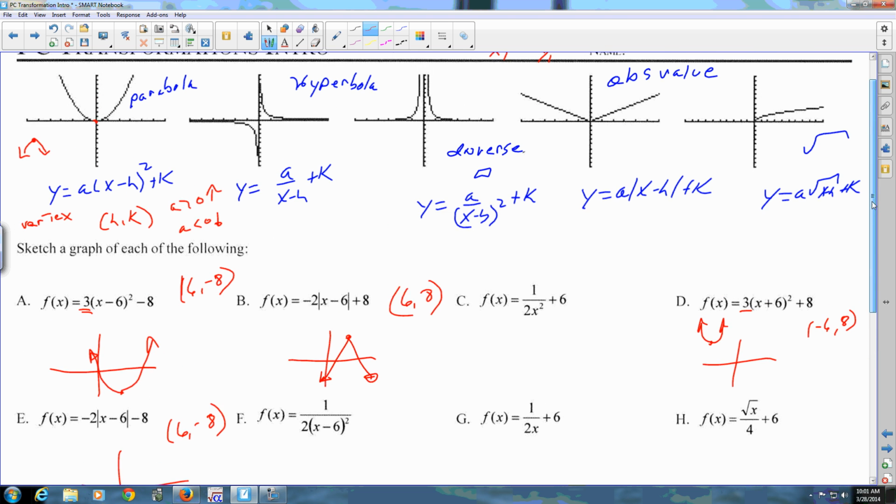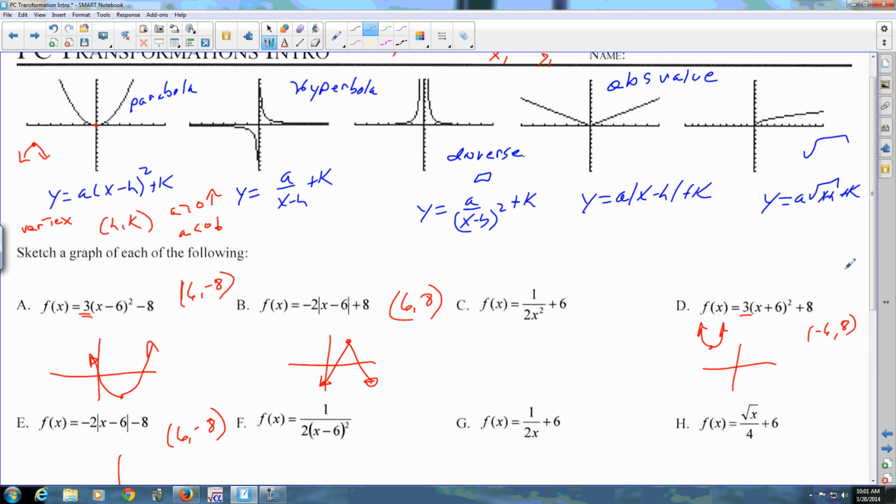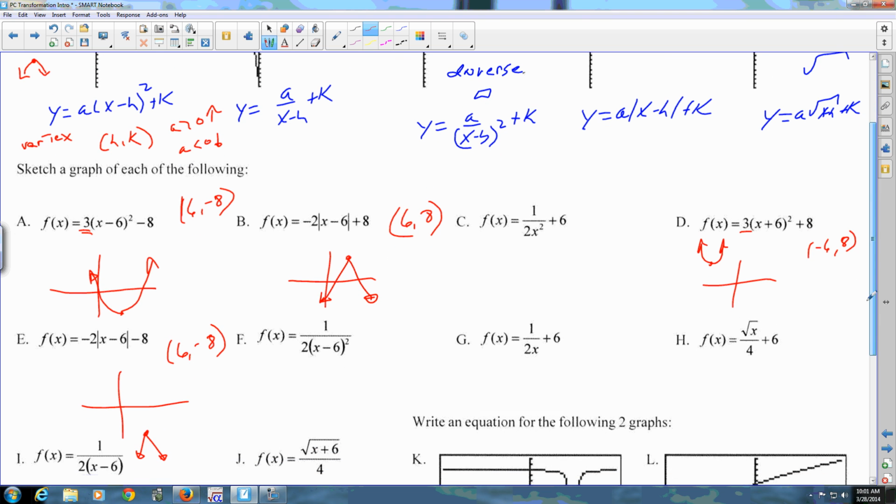Let's try the square root graph. No square roots on that level. Here's one here. I'm trying to trick you a little bit here. That value of a is a quarter. So if you want to think of it as y is equal to a quarter, how about x minus 0 plus 6? So the graph is starting.